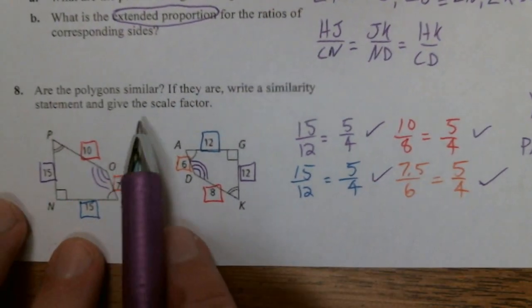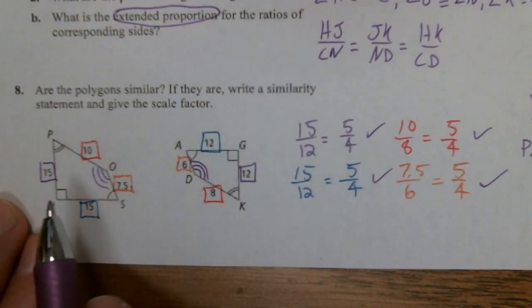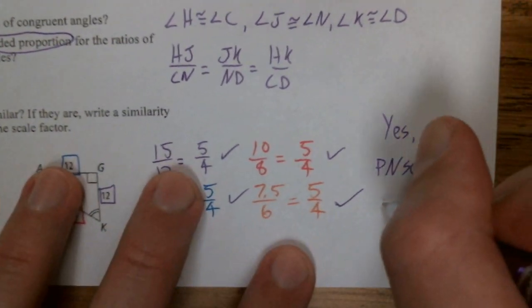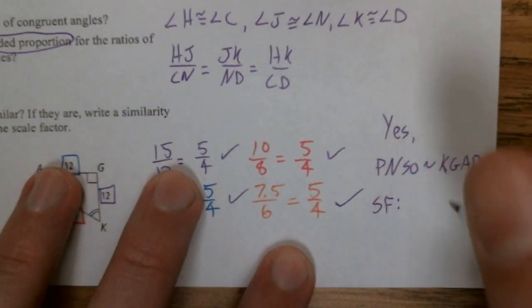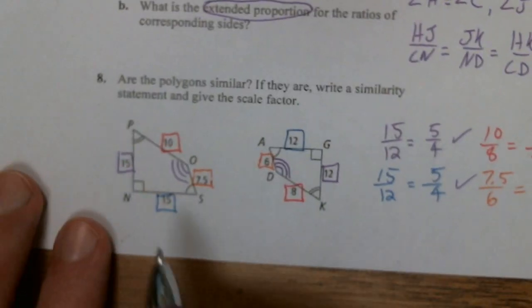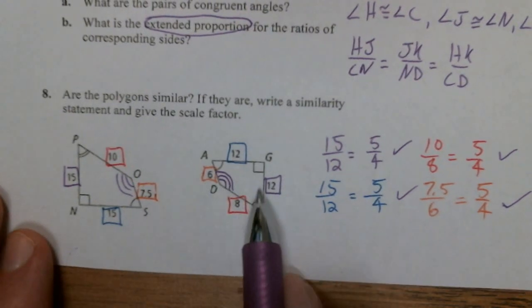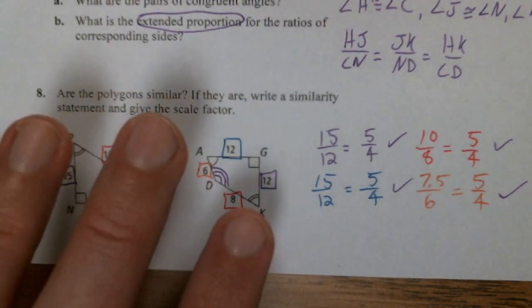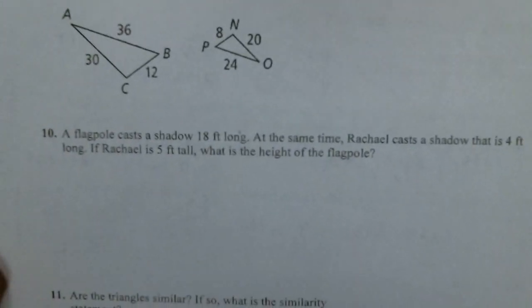Let's answer the question though. It says give the scale factor. Again, we're going to go left to right for the scale factor. All these guys are 5/4. So the scale factor, I'll just write SF. The scale factor is 5/4 or 1.25. That means this triangle is 1.25 times bigger than this triangle. Okay. All right. Flip on over to the back.